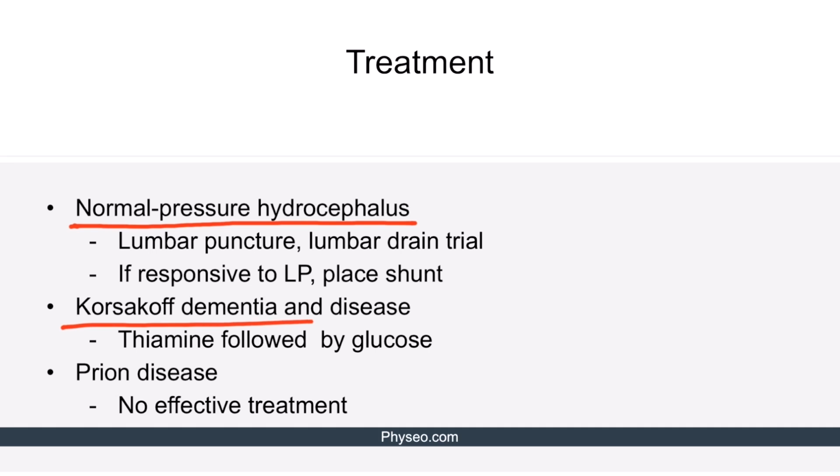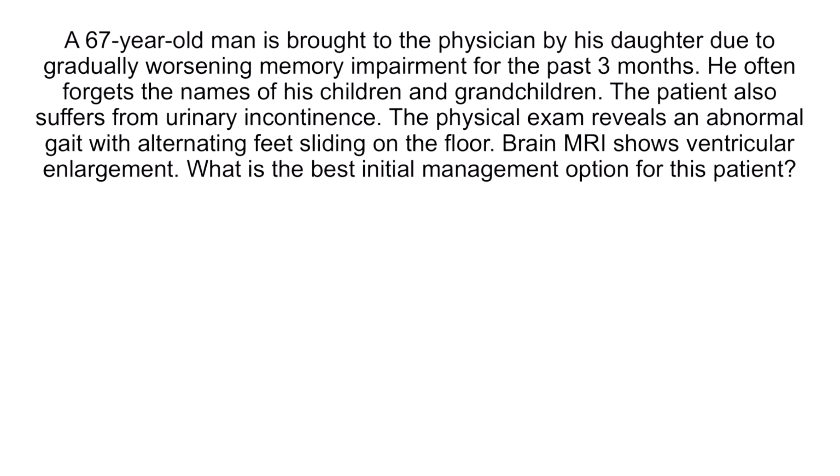For Korsakoff dementia, which is irreversible, patients are first given thiamine, then glucose. It is important for these to be given in the correct order, since giving glucose before thiamine can further diminish thiamine stores and worsen encephalopathy. Overall, most of the patients need lifetime care because they are not fully responsive to this supplemental therapy. Lastly, in terms of management, there is no effective treatment for a prion disease, and unfortunately, the most likely outcome is death.